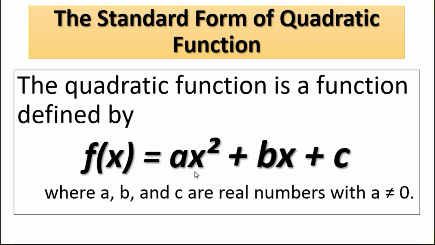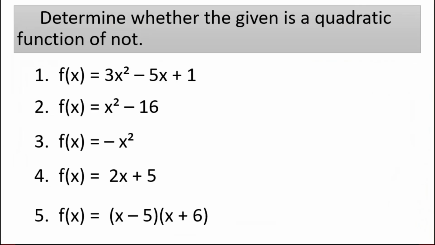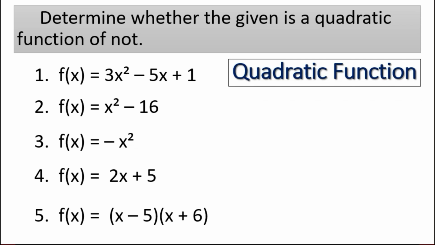So here kasi dapat ang a mo is any real number except 0. Kasi if this is 0, hindi na siya magiging quadratic function. It's a linear function na. So let us now determine whether the given is a quadratic function or not. So for number 1, we have f of x equals 3x squared minus 5x plus 1. So of course, this is a quadratic function kasi may degree. The degree of the trinomial here is 2, and of course, moreover, it's written in the standard form.